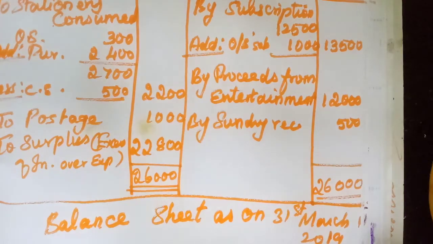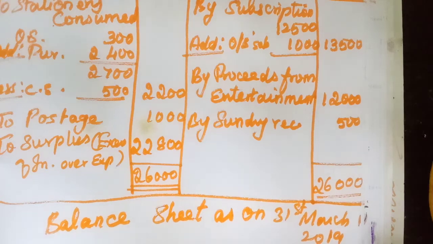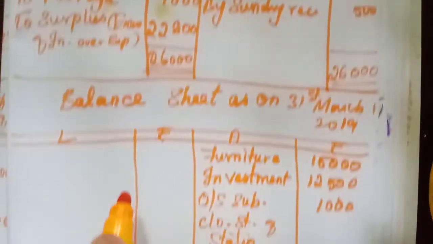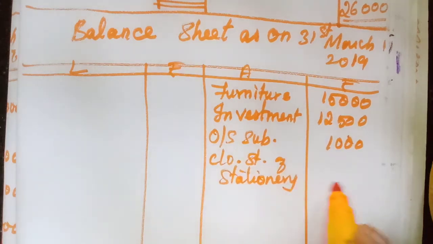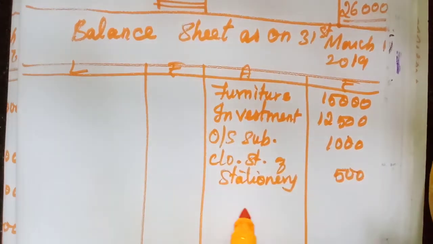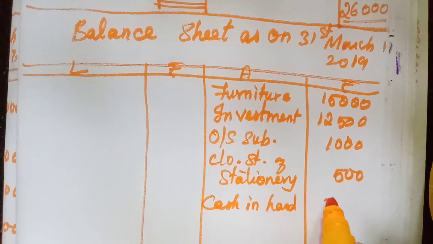Now the second additional information: opening stock of stationery, closing stock of stationery. That closing stock of stationery we should write on the asset side. Okay, closing stock of stationery 500. Then that we have written. Now we will write the closing cash balance, cash in hand 3,500.